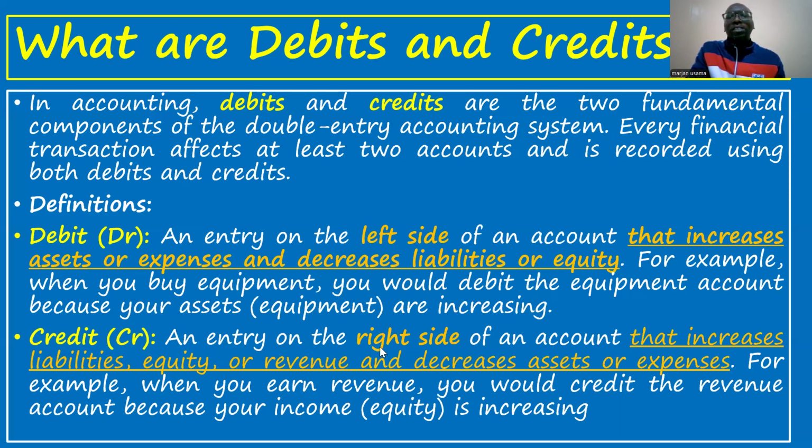This is an entry on the right side of an account that increases the liabilities, the equity or revenue, and decreases assets or expenses. For example, when you earn revenue, you will credit the revenue account because your income equity is increasing.